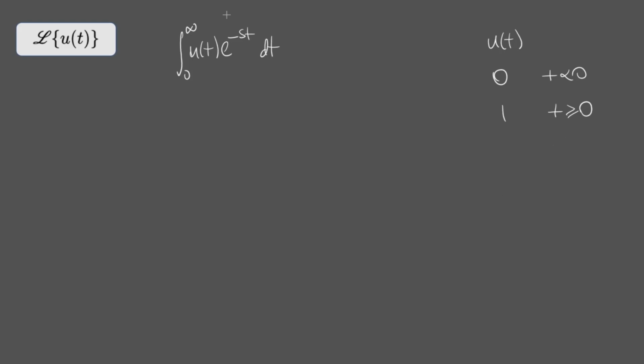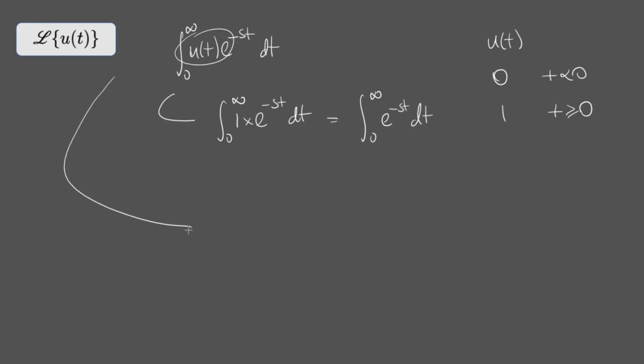What does that mean? Since we're integrating from 0 to infinity, u of t is going to be exactly the same as the integral from 0 to infinity of 1 times e to the negative st dt. Same as integrating 0 to infinity e to the negative st dt. And that means the Laplace of u of t is 1 over s. We've established that.